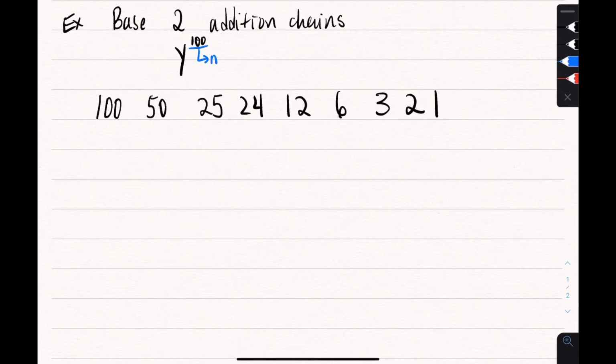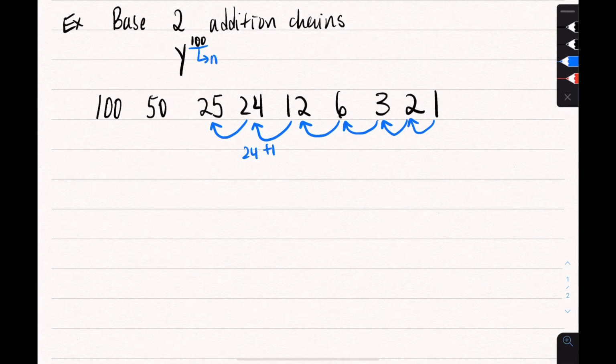Let's make sure that it's correct by going from the smallest number to the largest number. You can make sure it's correct as long as it follows rule 3. So 1 plus 1 is 2, right? The sum of the previous 2 numbers is the next number. 2 plus 1 is 3. 3 plus 3 is 6. 6 plus 6 is 12. 12 plus 12 is 24. 24 plus 1 is 25. 25 plus 25 is 50. 50 plus 50 is 100. Great. Okay. Well, that's good.